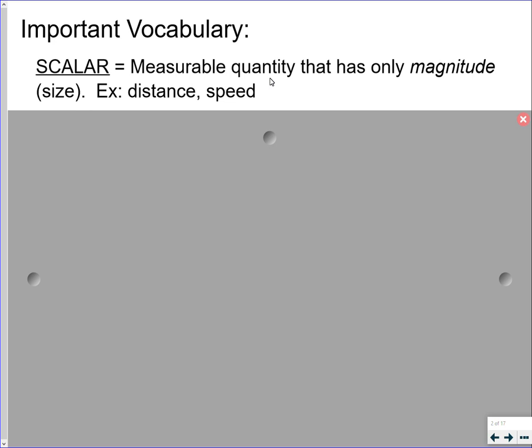Okay? A scalar, just like the name sounds, is something that can be measured on a scale, not like a weight scale, but just like on a scale of 1 to 10, or maybe on a scale for measuring weight, or possibly on like a Richter scale. Okay? It's something that only has magnitude. So speed, I could measure on a scale.